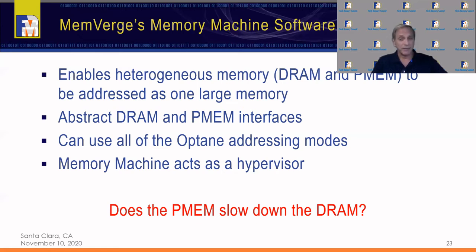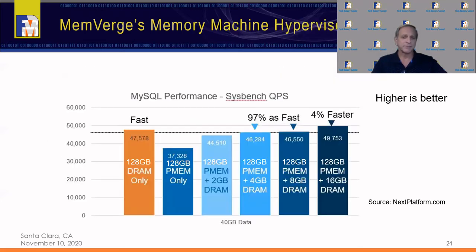768 terabytes is a lot of memory, but some of it is slower PMEM. How does that impact performance versus an all DRAM homogeneous memory? This comparison reports benchmark performance for a 40 gigabyte MySQL database. The results are for a variety of DRAM and PMEM configurations of heterogeneous memory. On this graph, higher is better. The reference is set by the all DRAM performance.